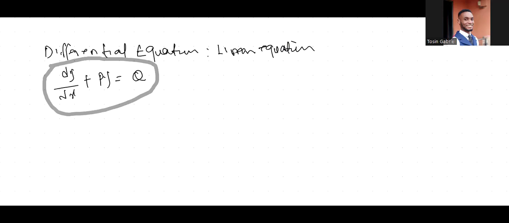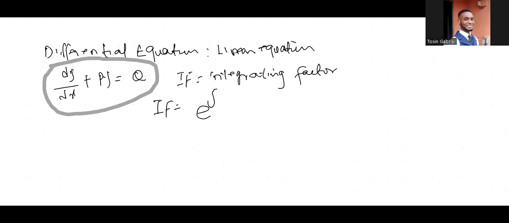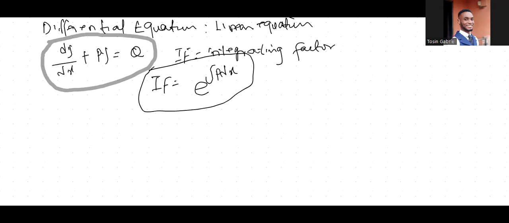Okay, and how do you do that? First of all, you need to find something called the integrating factor. I call it IF. Then the integrating factor is equal to e raised to the power of the integral of p dx. So this is the formula for calculating the integrating factor. Please don't forget. And basically that is what you need in order to be able to solve any differential equation.